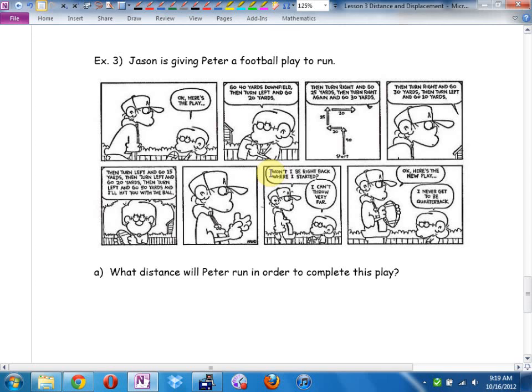So Jason's giving his older brother, Peter, a football play to run. Okay, here's the play. Go 40 yards downfield, then turn left and go 20 yards, then turn right and go 25 yards, then turn right again and go 30 yards, then turn right and go 30 yards, then turn left and go 10 yards, then turn left and go 15 yards, then turn left and go 20 yards, then turn left and go 50 yards, and I'll hit you with the ball. Peter thinks for a moment. Won't I be right back where I started? I can't throw very far. Peter says, okay, here's the new play, and Jason says, I never get to be quarterback.